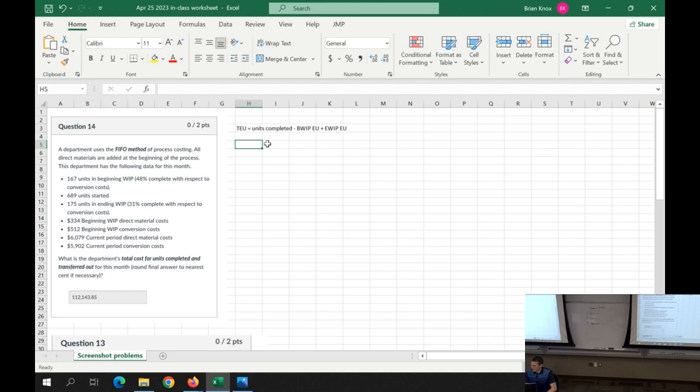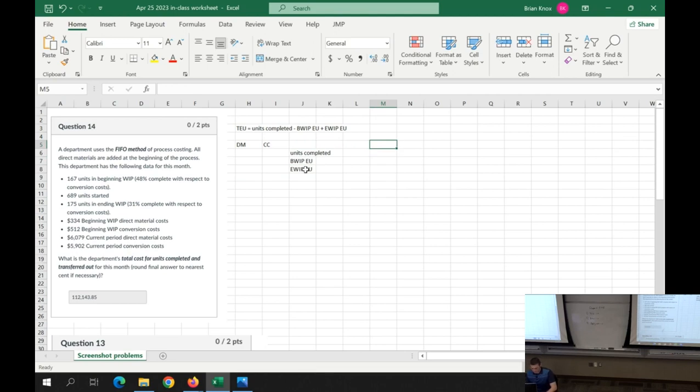All right, so we're going to have a TEU for direct materials and for conversion costs. And yeah, we'll go ahead and do this. We're going to want to get units completed for each of these. So I'm going to use this little table, these 6 cells, to organize these 3 terms for direct materials and conversion costs. And I'll work up those terms out here.